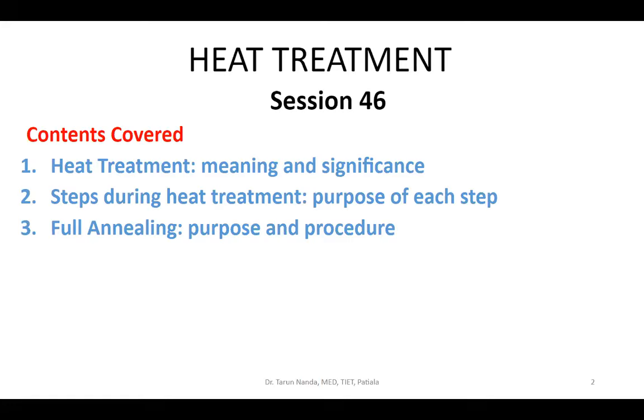What are heat treatment processes? What is their significance? Then what are the main steps, the common steps during any heat treatment? And then what is the purpose of each step? And finally, we'll take the first heat treatment process for our discussion, a very popularly used process which is called full annealing. We'll try to understand what is the purpose and how do we perform this treatment for hypoeutectoid steels, eutectoid steels, or even for hypereutectoid steels.